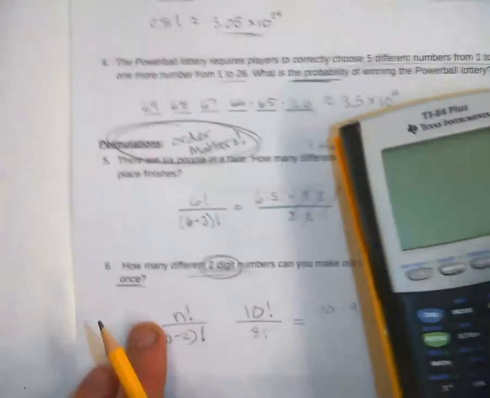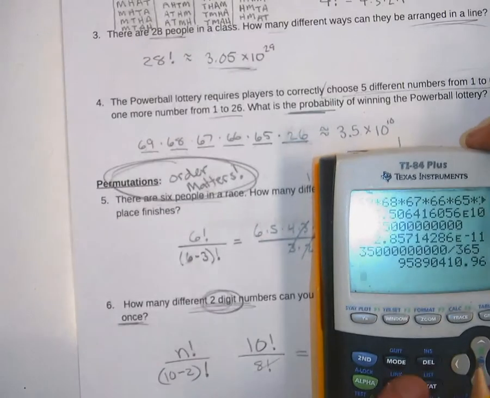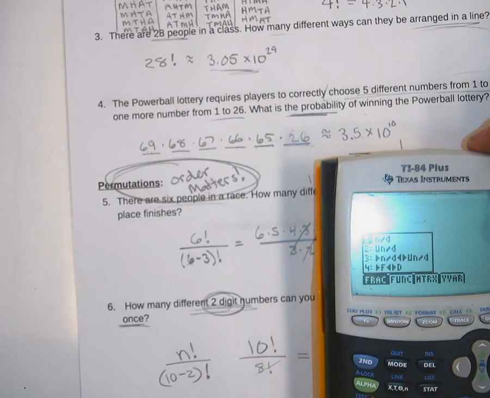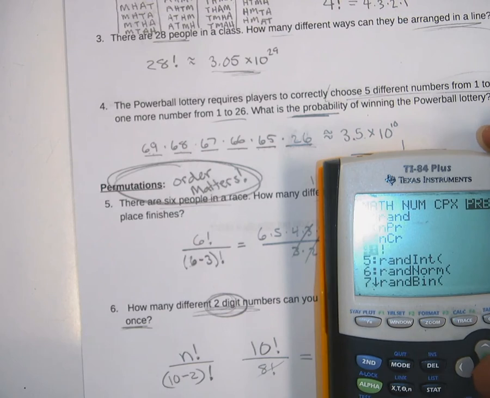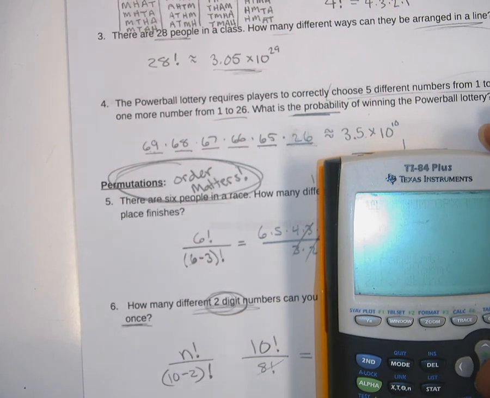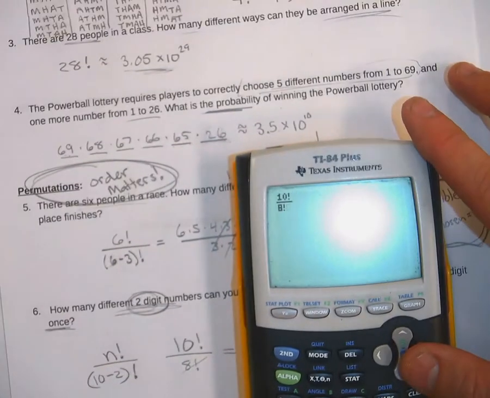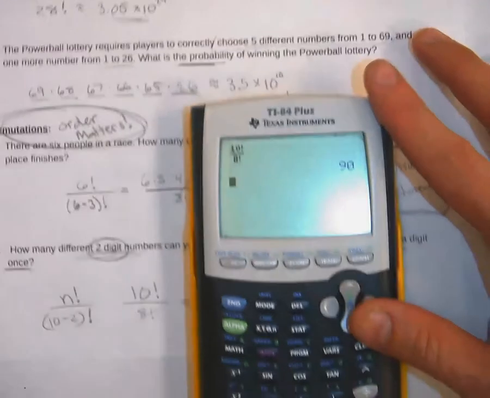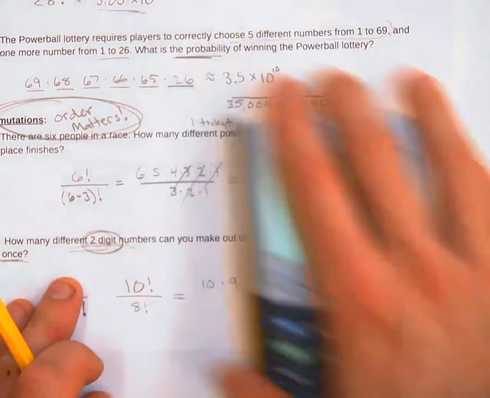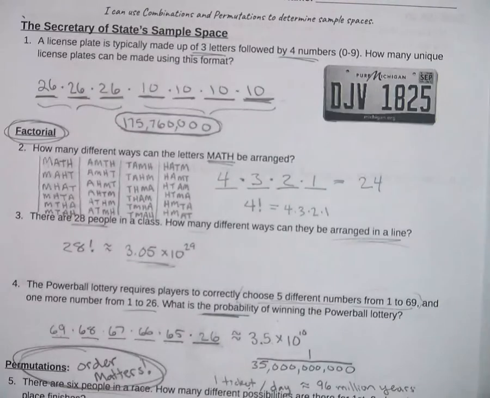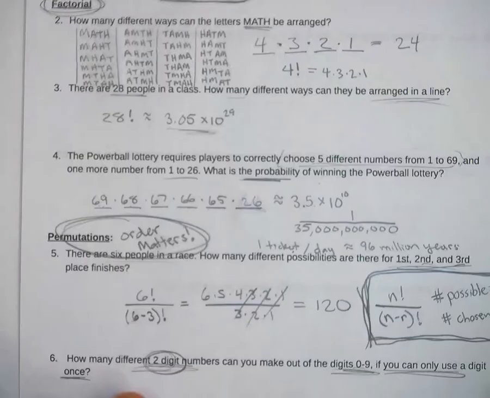And again, you could check that if you wanted to. You can use your calculator for these because you know how to do the factorial: 10 math factorial over 8 math factorial. 90. Right, so you don't have to work them out by hand like that, especially on the larger ones. You're going to want to make sure you know how to use the factorial button.